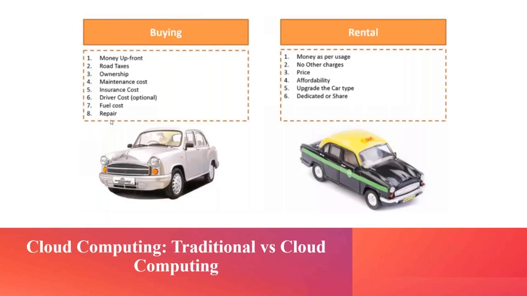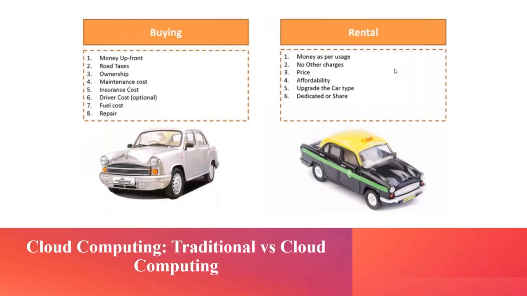But when you go for cloud, it's nothing but a rental car. Take an Ola, take an Uber. Uber and Ola are the best example. Rental cars, money as per usage. How much time you are using the taxi. No other charges. You won't pay road tax for rental cars, you won't pay insurance tax, you won't pay repair cost. So no other charges, affordable. You can upgrade your car type, and choose which car fits your travel.